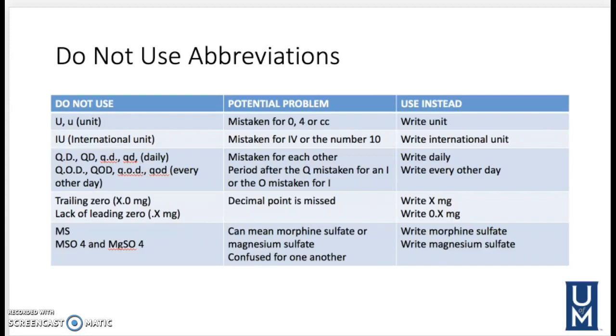The last one here, MS or MSO4 and MgSO4. One means morphine sulfate, the other means magnesium sulfate. They were being confused for one another, so we simply write out each one.